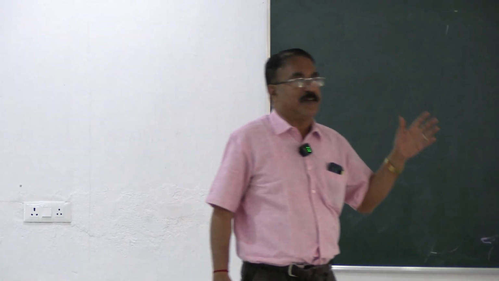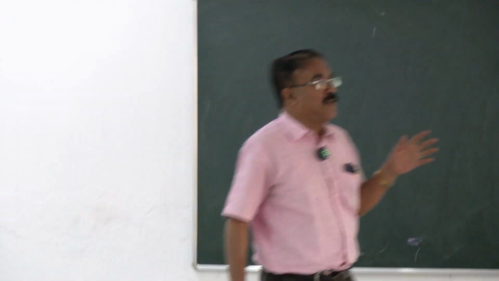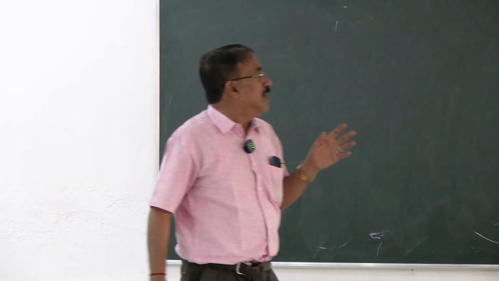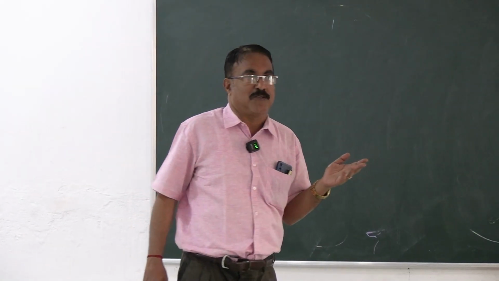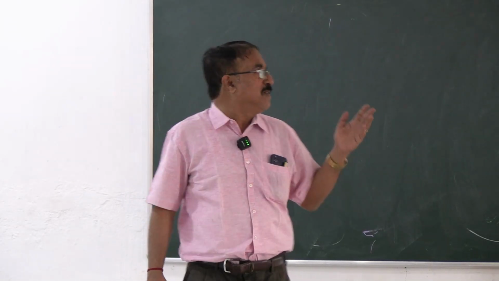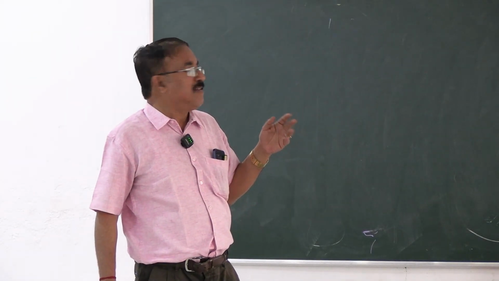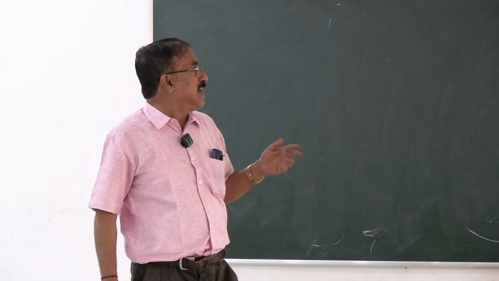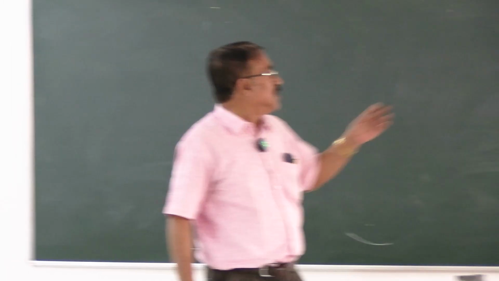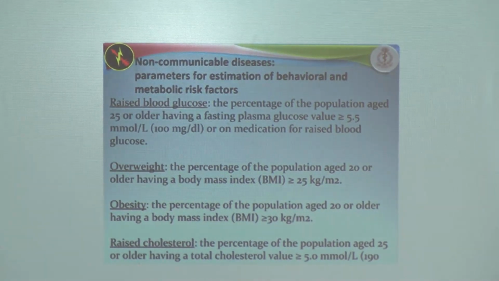These are again parameters. The percentage of people 25 years old or more who have a fasting blood sugar of more than 100 milligrams or are on medication for raised blood glucose. Then overweight, people having a BMI of more than 25. Obesity again, population over 30. So over 25 is overweight, over 30 is obese. And raised cholesterol, people having more than 190 cholesterol is considered as having high cholesterol.